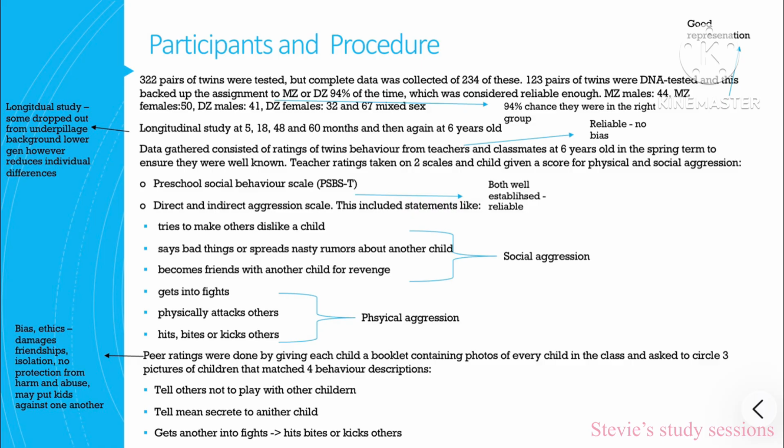Pair ratings can lead to bias, and there is also an ethical issue. Pair ratings may lead to bias as people may not like the other people in the study. Does that make sense? The peers who were rating the kids may not like them, therefore leading to lower ratings. It's not actually based on the aggression. Ethics: it also may damage friendships and lead to isolation of participants due to them being seen as a bad kid.